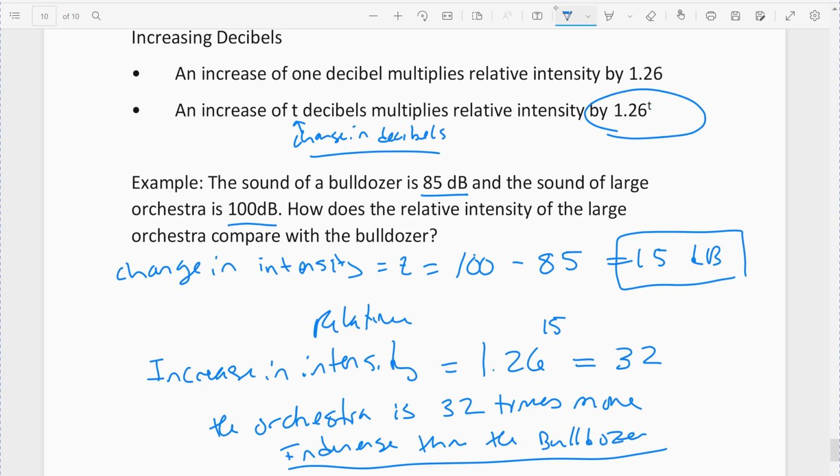And that's true for any 15 decibel change. So that's going from 85 to 100, but it'd be true if you're going from 20 to 35, or 30 to 45.